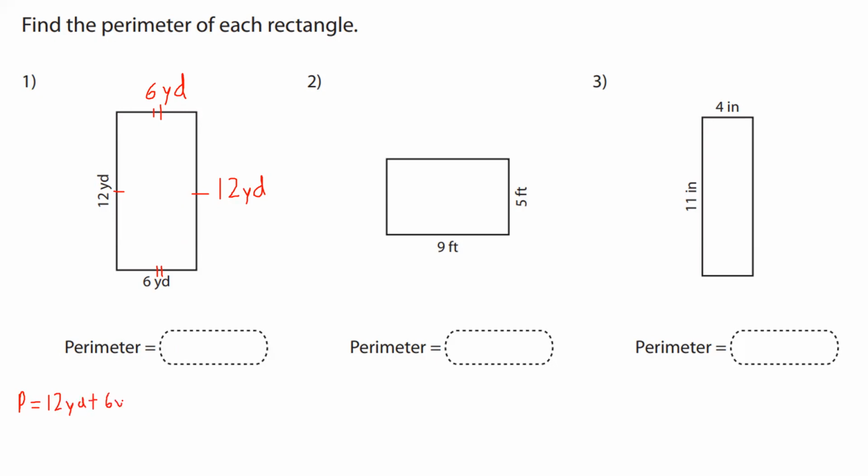6 yards. Plus 12 yards. Plus 6 yards. So we have to do the total distance around the whole shape, okay? The total distance around the whole shape. And so when we add 12 plus 6 plus 12 plus 6, what do we get? 36. 36, okay. So the answer is 36 yards.